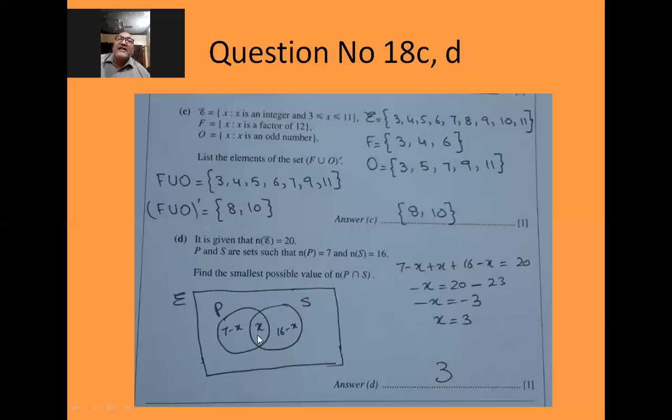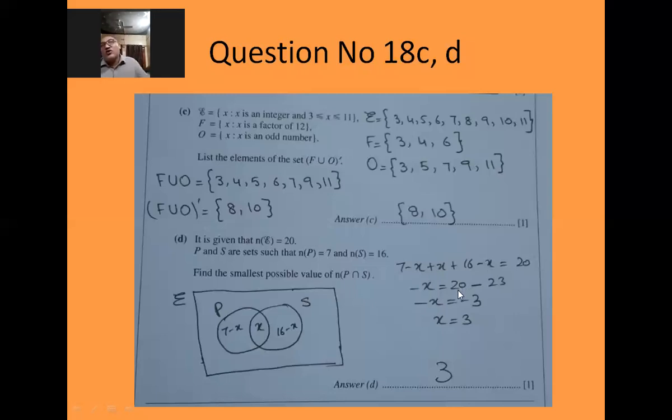And in S, we have a total of 16. X is already written here. So here I will write 16 minus X. So when I add these two, the total should be 20. So I have written that 7 minus X plus 16 minus X is equal to 20. So this X and this X, the sum is 2X. So you will have minus X equals 20 minus 23, 7 plus 16 is 23.